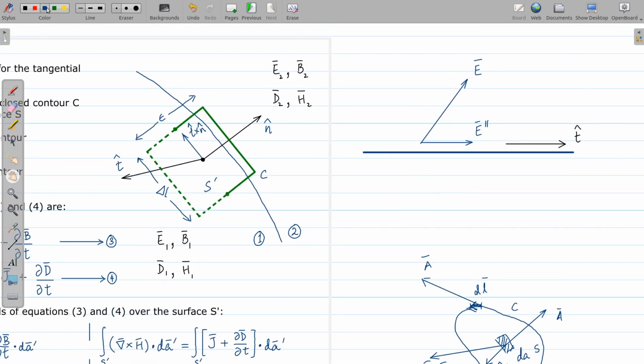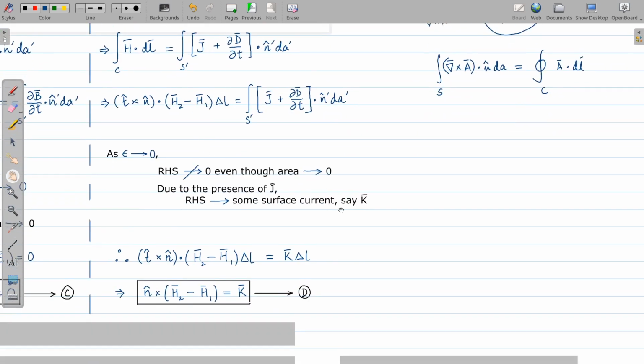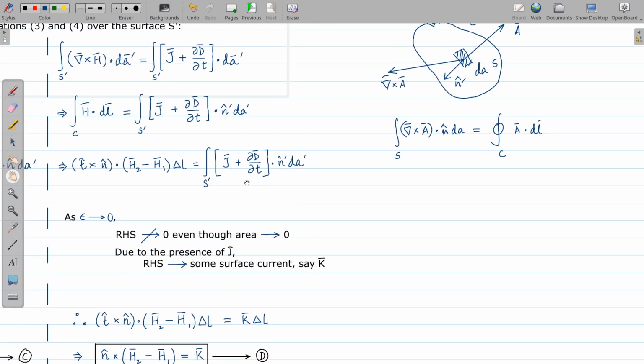So it's possible that some kind of a current is flowing through this one. We refer to it as K, the surface current, and that is definitely going to flow. So we could have a current flowing like this, through this loop. As a result, this contribution by J to the surface integral is definitely going to be non-zero.